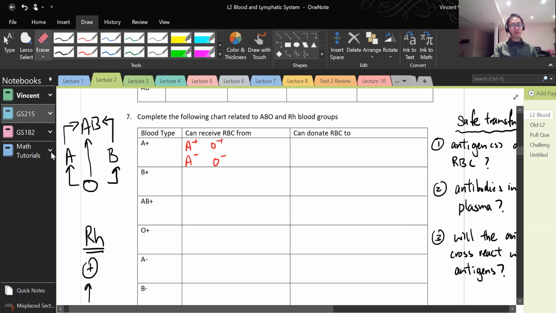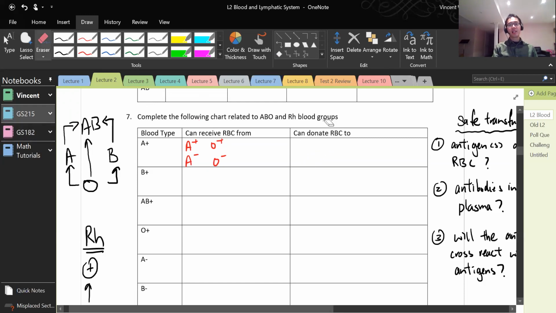If you're A, you can, of course, receive from your own blood type group, but you can also be receiving it from type O. Okay? Type O is good, right? O has no A or no B on it, so you can give it to other blood groups.